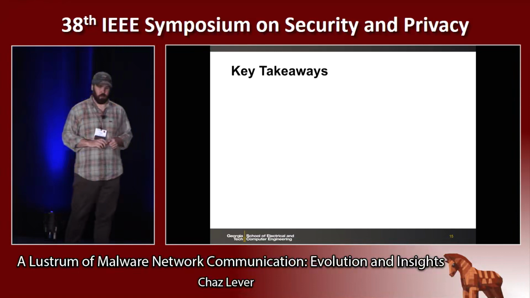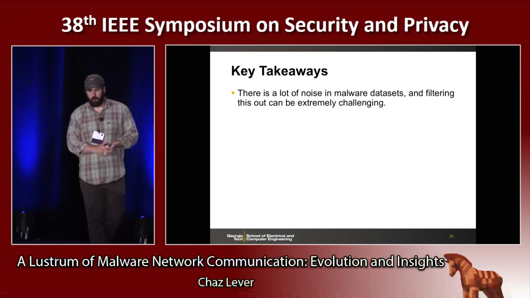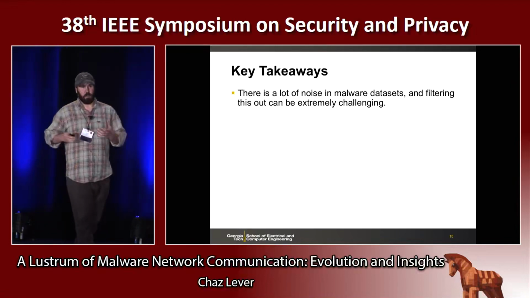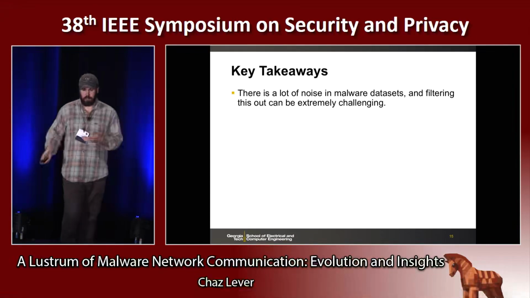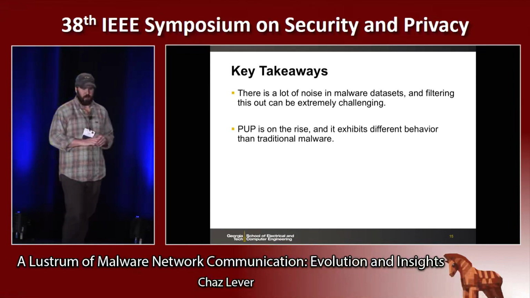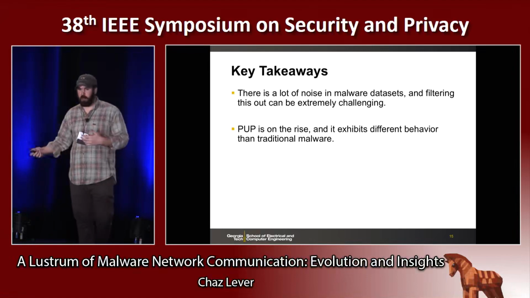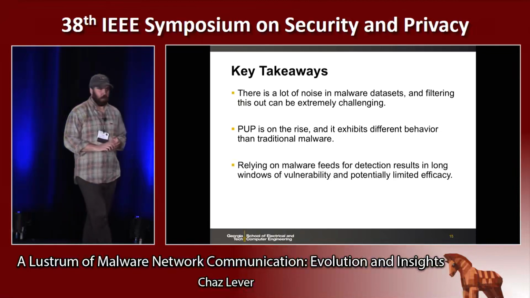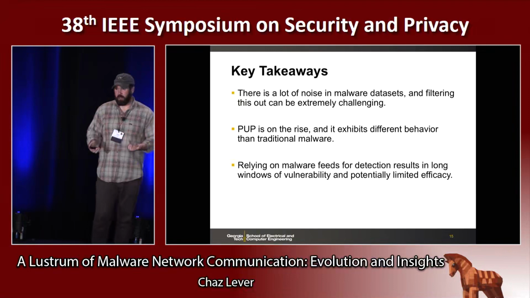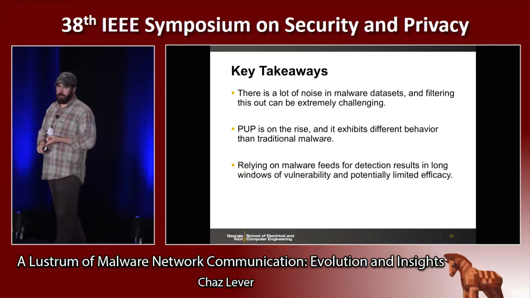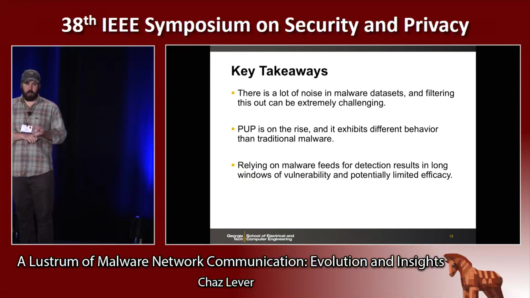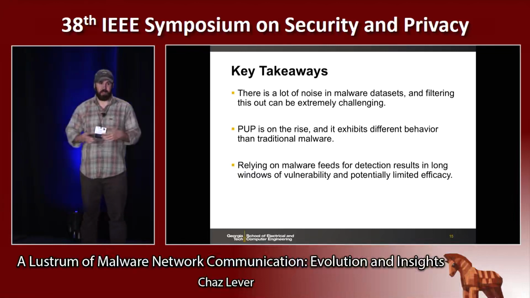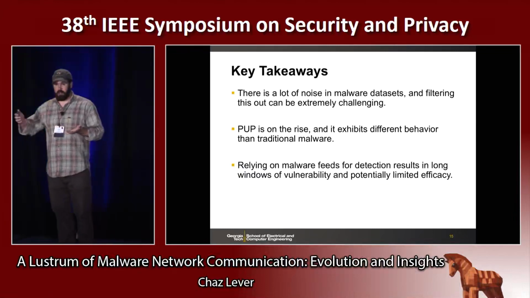And so some key takeaways from this work: one is that there's a lot of noise in malware data sets, and filtering it out can be extremely challenging. So we provide a blueprint that other people could use to filter out these data sets to get to the more useful information. We also saw that PUP is on the rise and it exhibits different behavior than traditional malware. And then we saw that relying on malware feeds for detection results in long windows of vulnerability and potentially limited effectiveness. This is because of things like domain polymorphism and the lag between seeing the actual abuse on the network and waiting for the binary to show up in a malware feed. So there's a long reactive delay, and the signal we're getting doesn't necessarily generalize to new samples.